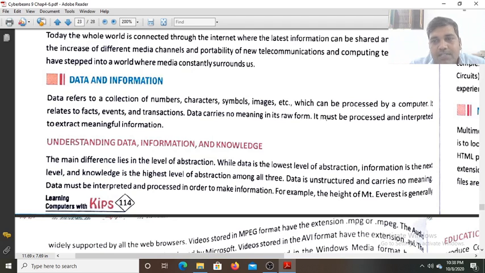So now it must be processed and interpreted to extract meaningful information. As I have discussed earlier, the computer processes this raw data to extract some information, which is the meaningful information. That's why the processed data is called information.